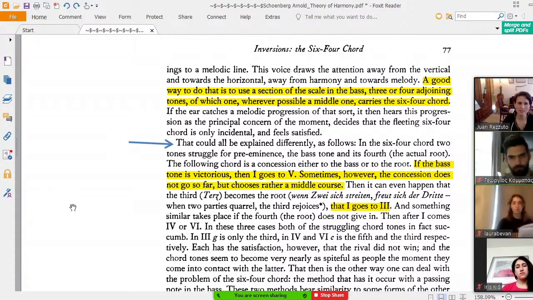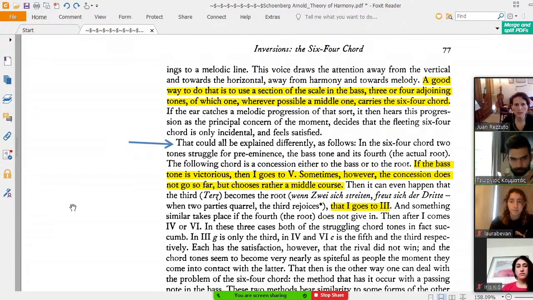Maybe someone is figuring out that in the Kaplan book there's an example of that, in chapter 1. But I will let you know. If the ear catches a melodic progression of that sort, it then hears this progression as the principal concern of the moment, decides that the fleeting 6-4 chord is only incidental, and feels satisfied.